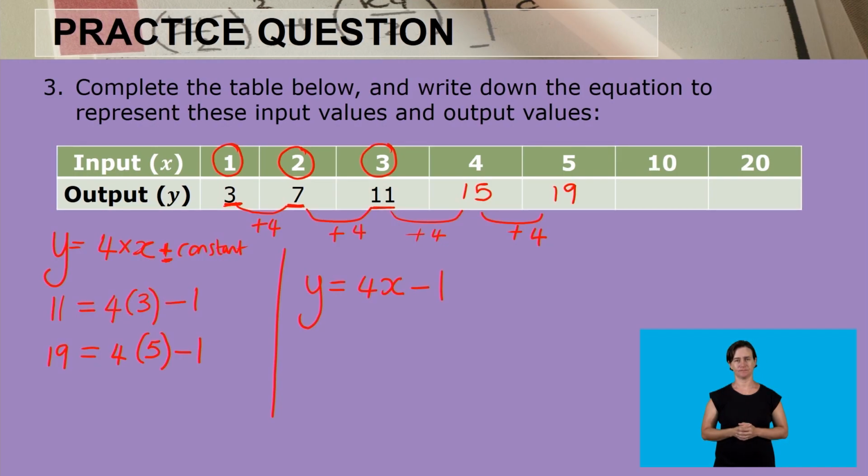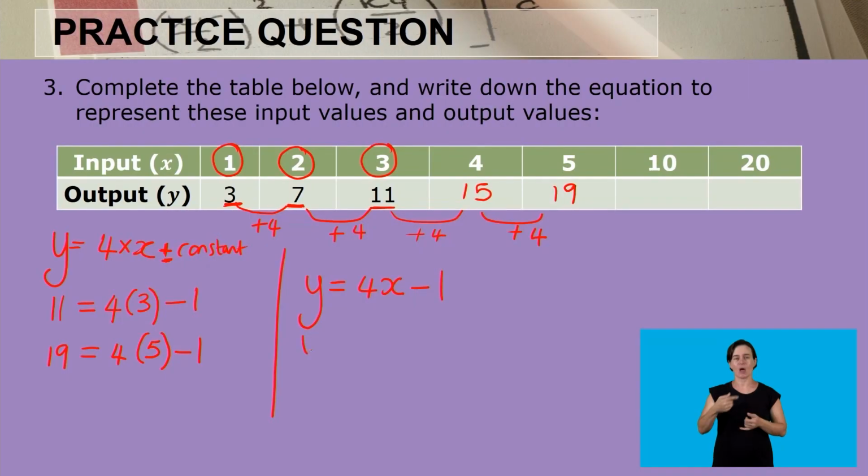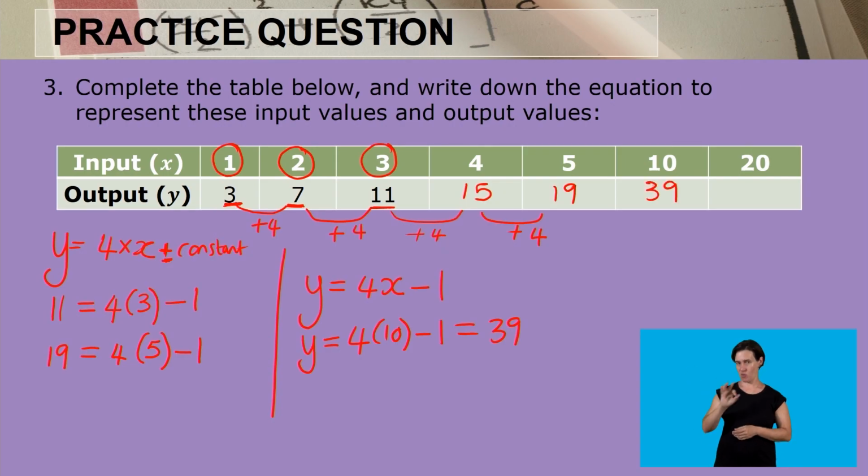Now, why did we find this rule? It's because we wanted to know, with an input value of 10 and an input value of 20, what the output value is going to be. So we can quickly calculate those output values. Remember, we are going to multiply our input value by 4 and then subtract 1. So 4 multiplied by 10 is 40, and after we subtract 1, we get 39. So that output value there is 39.